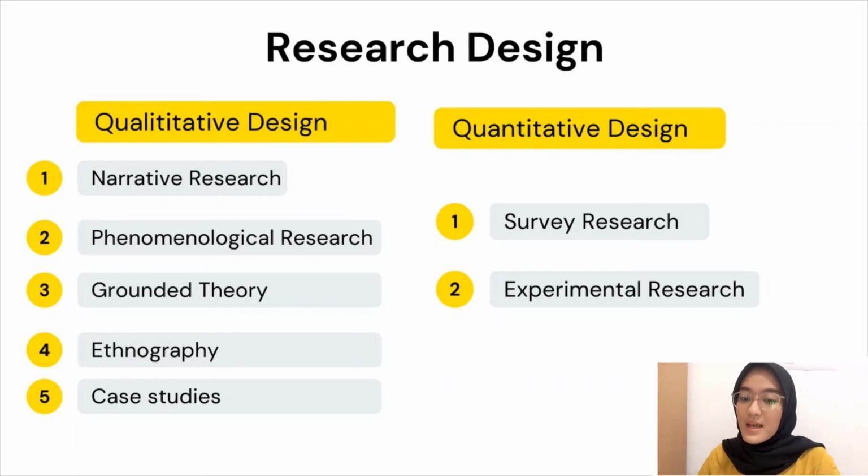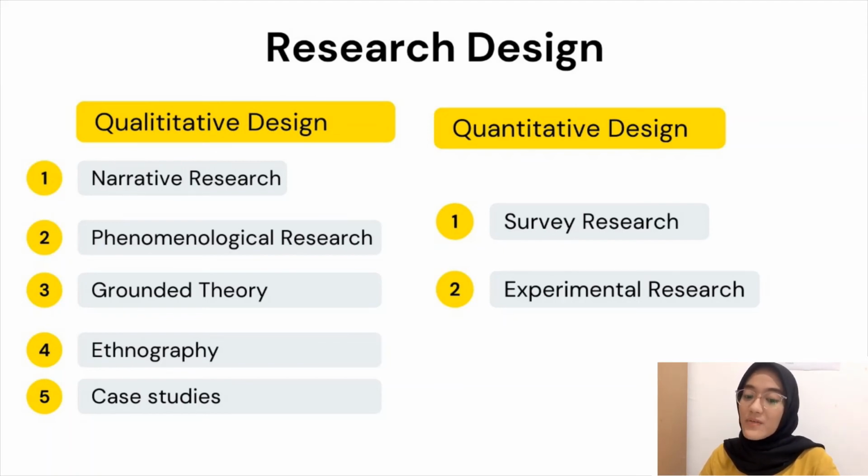Phenomenological research is a design of inquiry coming from philosophy and psychology in which the researcher describes the lived experiences of individuals about a phenomenon as described by participants. Grounded theory is a design of inquiry from sociology in which the researcher derives a general, abstract theory of a process, action, or interaction grounded in the views of participants.